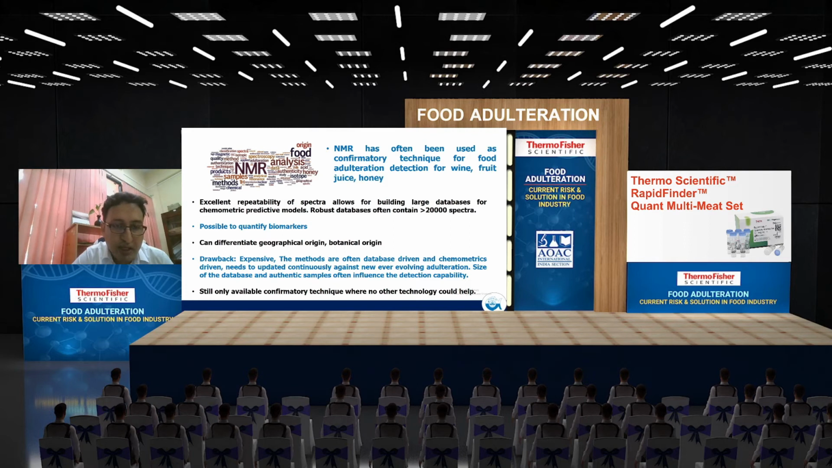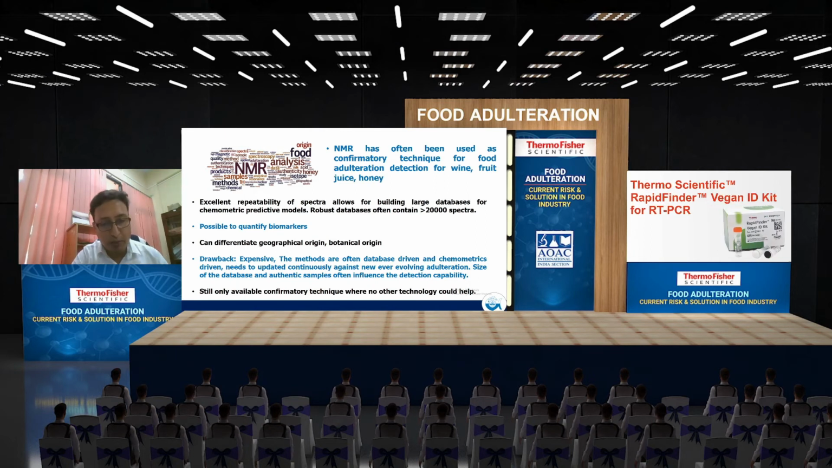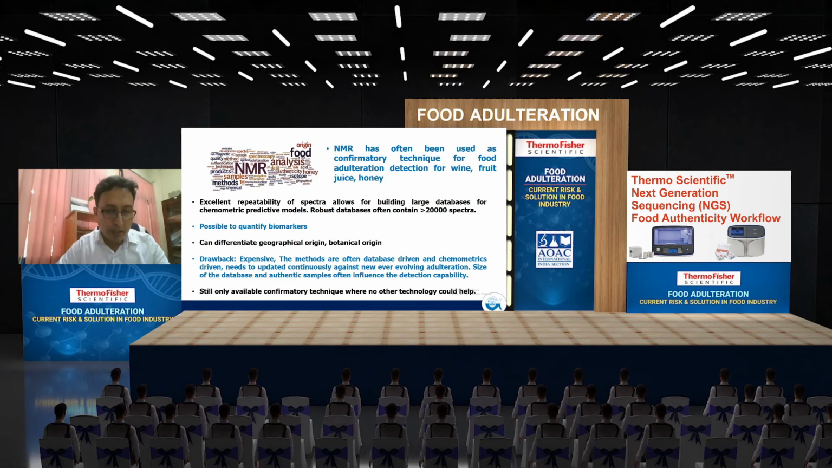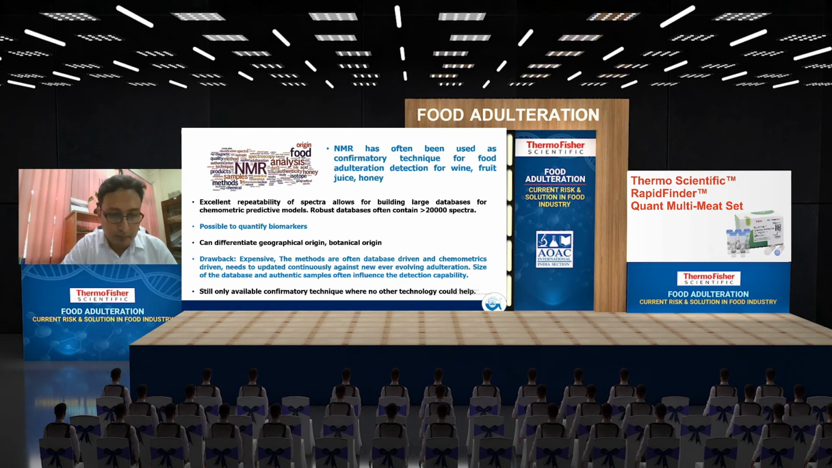So here also the principle is basically the same. In vibrational spectroscopy, you get a spectra. In NMR also, you get an H1 NMR spectra, and from that spectra you can extract the data points, and from that you can build a lot of machine learning algorithms to predict the authenticity or adulteration in your sample. So this was NMR in brief.